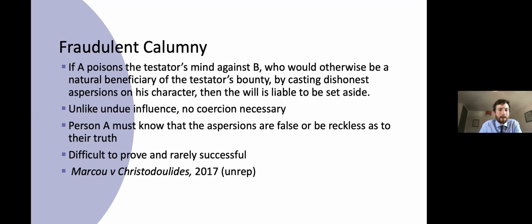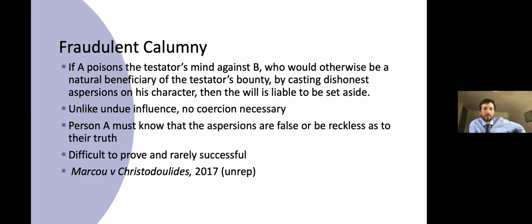Fraudulent calumny, somewhat similar to undue influence, but no coercion in this instance. It's about a poisoning of the mind. So you have someone who's close to the testator who casts false aspersions against the character of a potential beneficiary, and by doing so, essentially persuades the testator not to make a gift to that person, or to cut them out of a will. Again, difficult to prove, rarely successful.